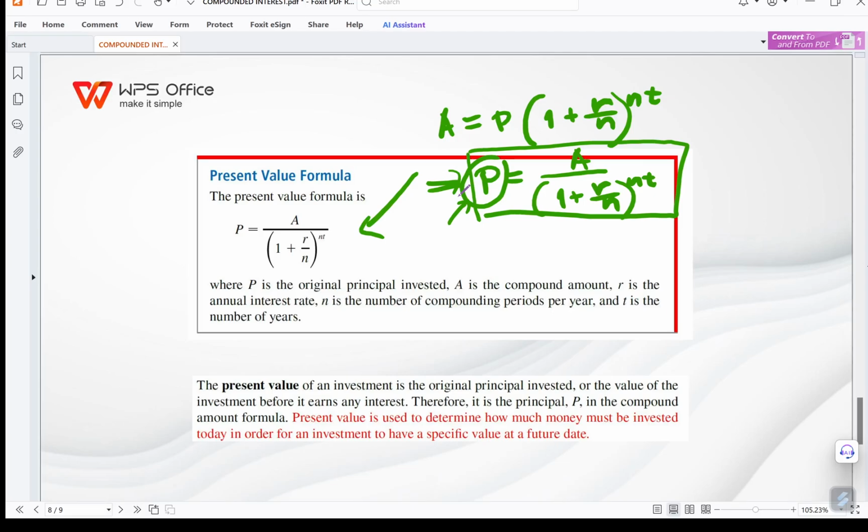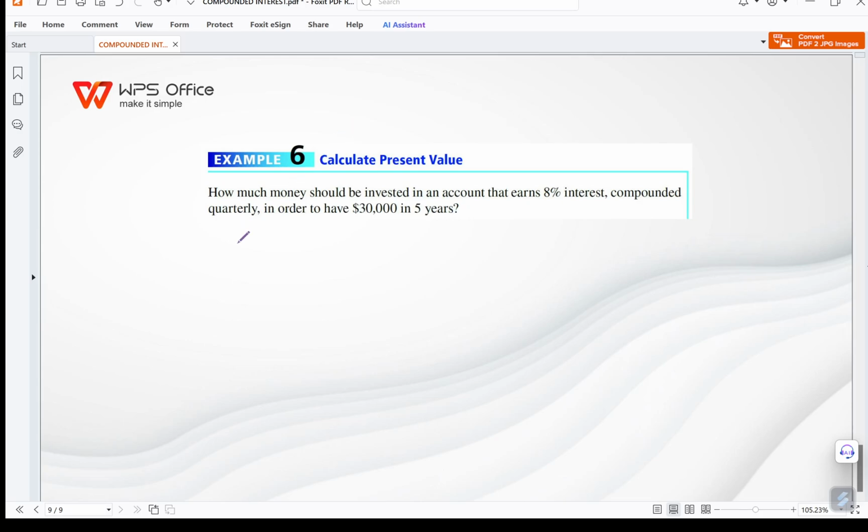So say you are interested in a sum of money, and then you ask yourself, how much should I invest today to get that money, with the following conditions: what are the R, the compounding number per year, and how long? Okay, so here we have an example. How much money should be invested in an account that earns 8% interest compounded quarterly in order to have 30,000 in 5 years?